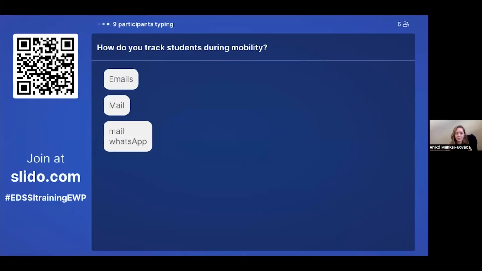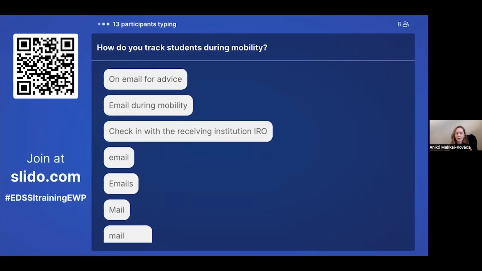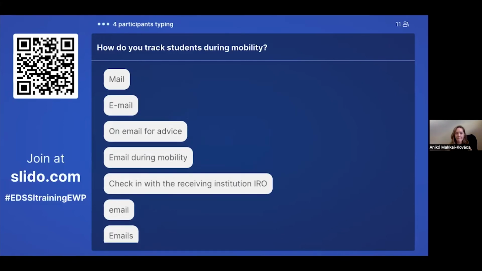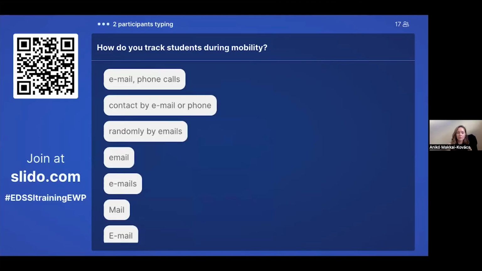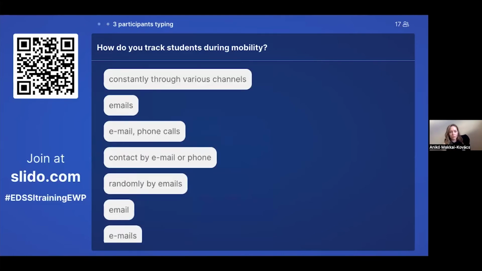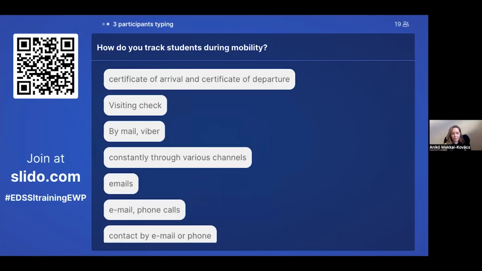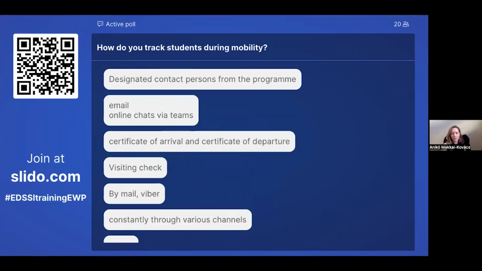Email, emails. So you are sending frequent emails, checking with the receiving institution. Randomly by email or phone. Constantly, email, Viber, WhatsApp, exactly. Certificate of arrival and certificate of departure. Designated contact person from the program.